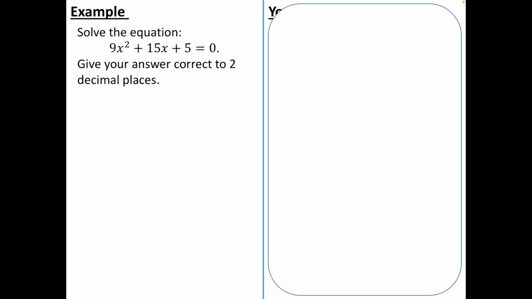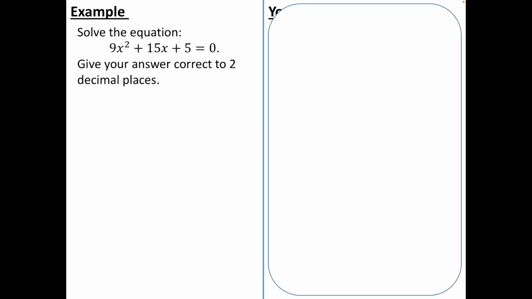The way to know whether or not you're going to be using the quadratic formula is this key part here. Give your answer correct to 2 decimal places. That is a hint to me that it is not going to factorise. I'm going to be doing something quite complex. I am going to be using my calculator. I'm going to need the quadratic formula.